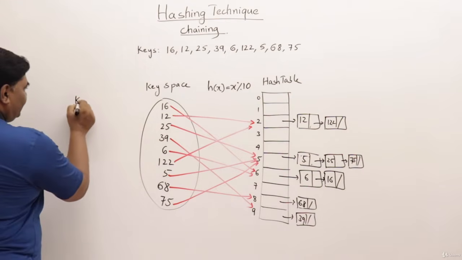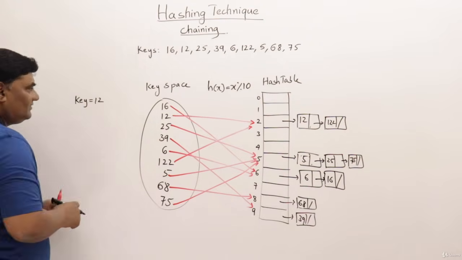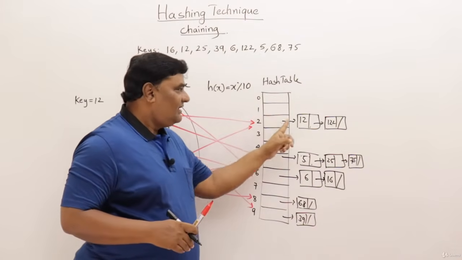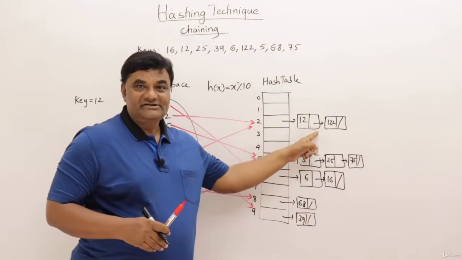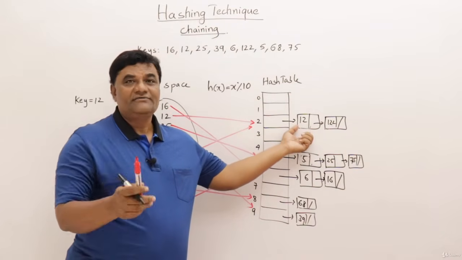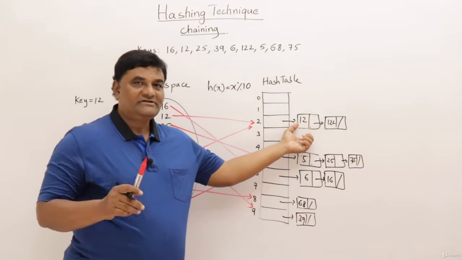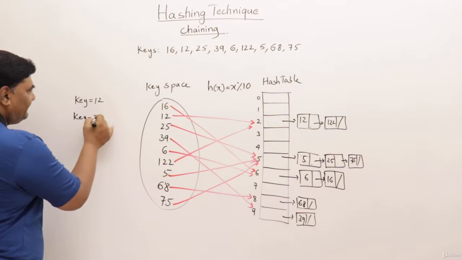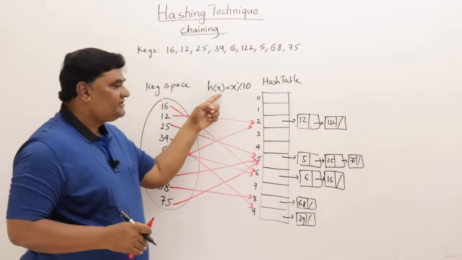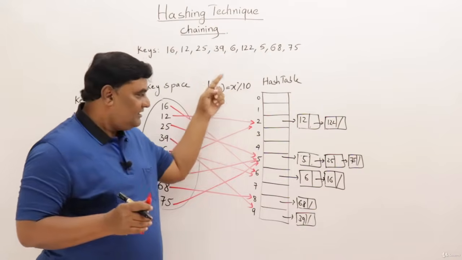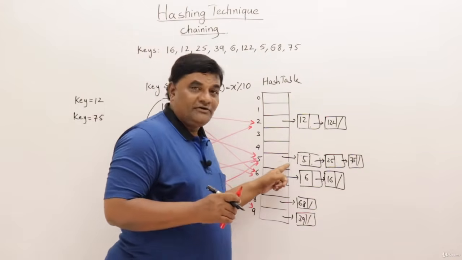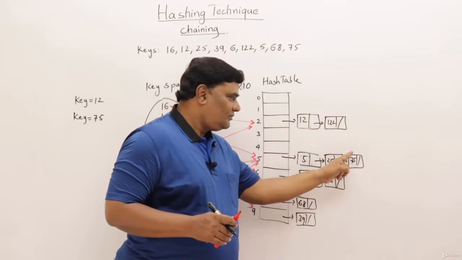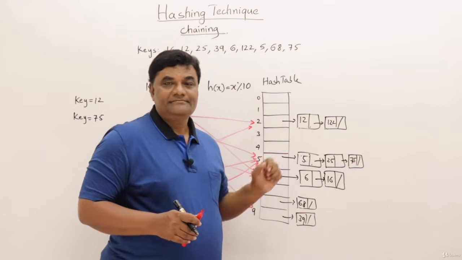I want to search for the key 12. Use the hash function. 12 mod 10 is 2. Go to index 2 and search in this linked list, in this chain. Yes, 12 is found in just one comparison. The search is successful. I want to search for the key 75. This hash function will give the index 5. Go to index 5 and search for 75 in this chain, in this linked list. Is it 75? No. Is it 75? No. Is it 75? Yes, found.